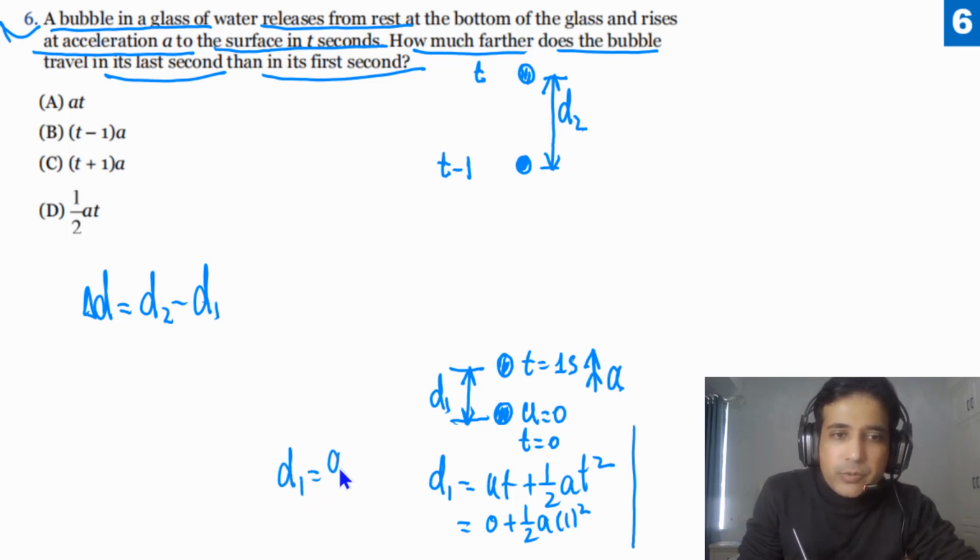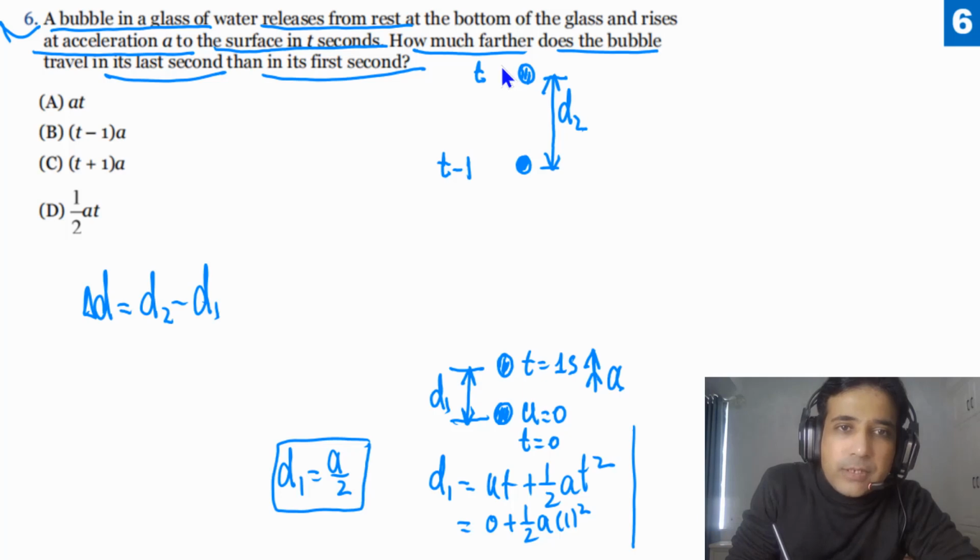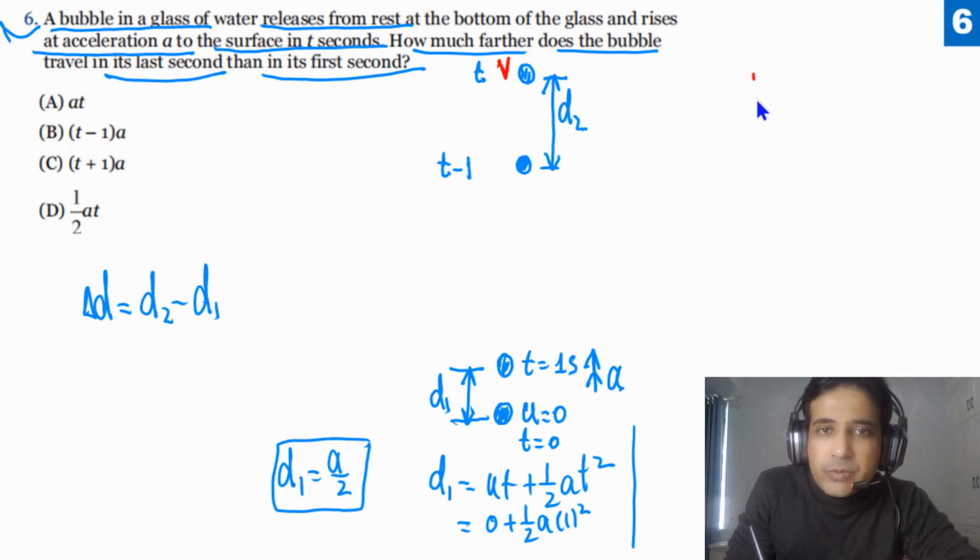Now we need to calculate the value of d2, and this part is a tricky part. First of all, let's calculate the final velocity. Let's say the final velocity of this bubble is v, the initial velocity of the bubble is 0, and the acceleration of the bubble is a. So v will be equal to u plus a times t. So v is equal to 0 plus a times t, where t is the total time. So v equals at. We have calculated the value of v.